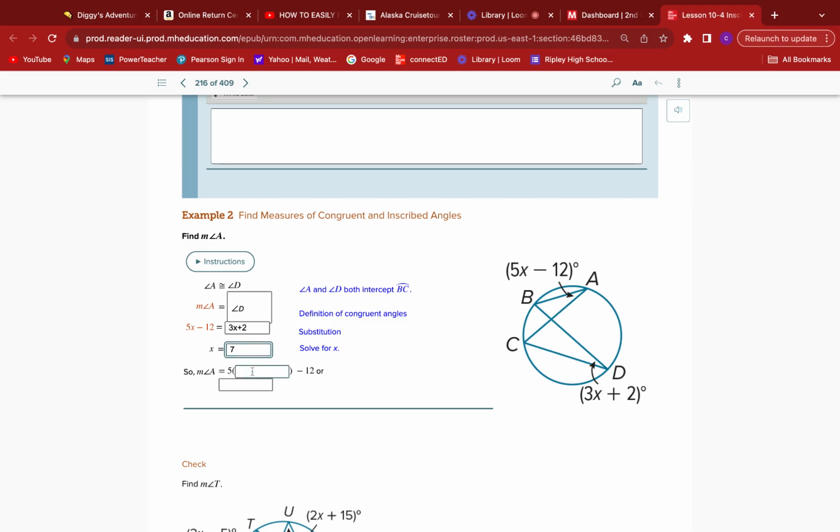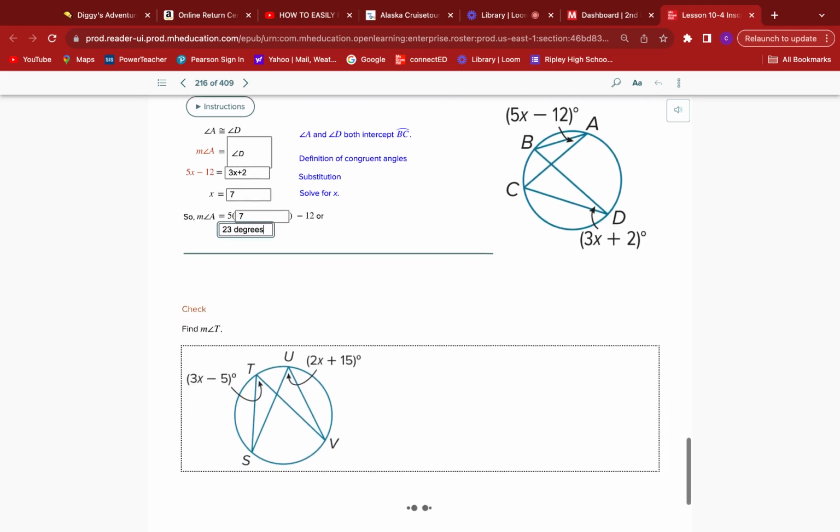And 14 divided by 2 is 7. All right, we're going to replace that. Looks like they want the measure of angle A. So 5 times 7 minus 12. Well, 5 times 7 is 35, minus 12 is 23. And they want the measure of angle A. We got 23 degrees. Okay, let's go on to our check.